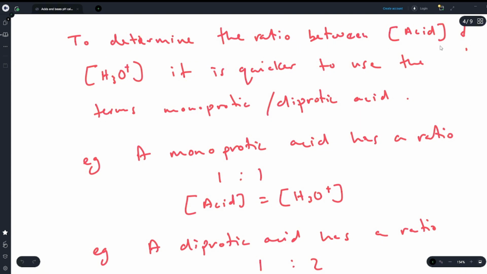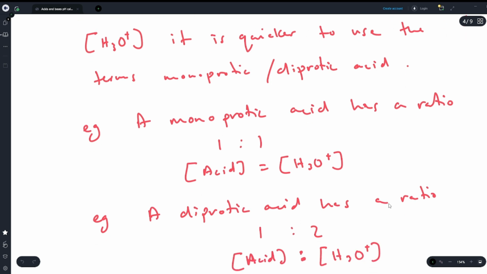Ratio. It is quicker to use the terms monoprotic, diprotic, etc. So if you're looking at a monoprotic acid, the ratio between acid and H3O plus will be 1:1. So whatever the concentration of the acid is, will be equal to the concentration of H3O plus. Really quick, no reason to write down hydrolysis.